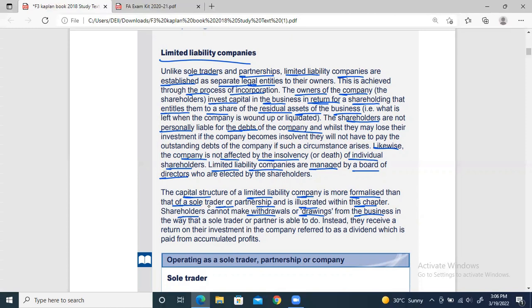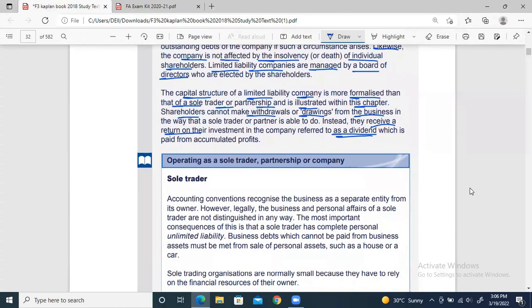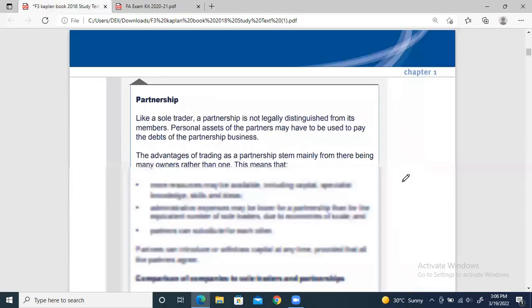Okay, and they receive a return on their investment, which is basically called a dividend. This dividend we've also discussed in much detail in the retained earnings chapter as well. Okay, so this is also just additional knowledge. I don't think this is important.